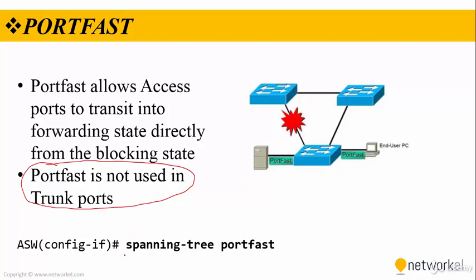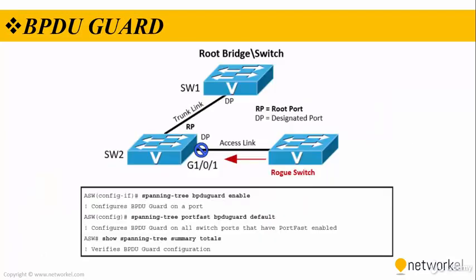The configuration for PortFast is pretty simple, and that's just spanning-tree portfast, but you need to use this under the access port interfaces. The BPDU guard feature protects the integrity of the ports that are PortFast activated, and that's the important point. Please keep in mind that if a BPDU packet is received from an access port that has PortFast enabled, the port is error disabled.